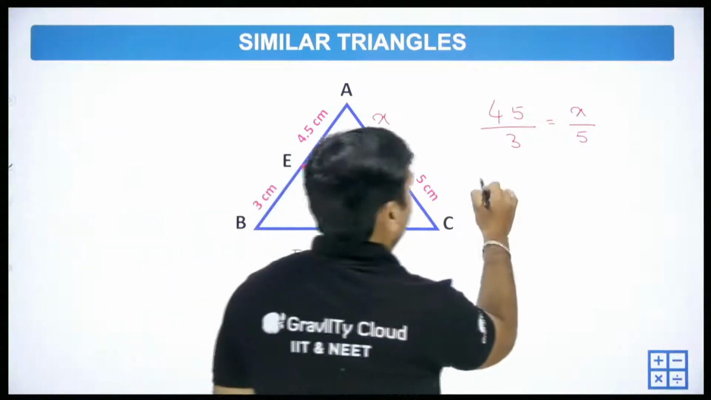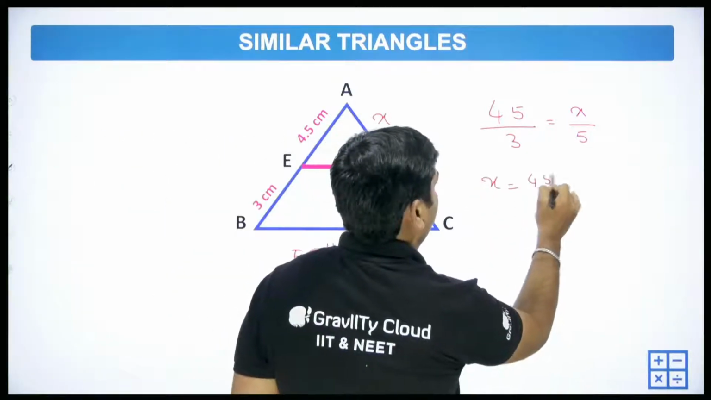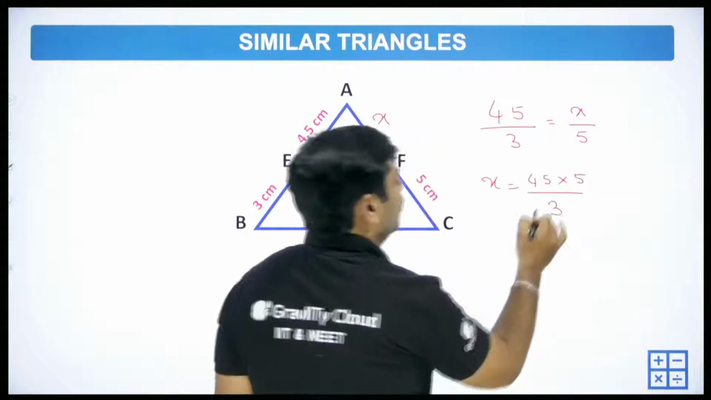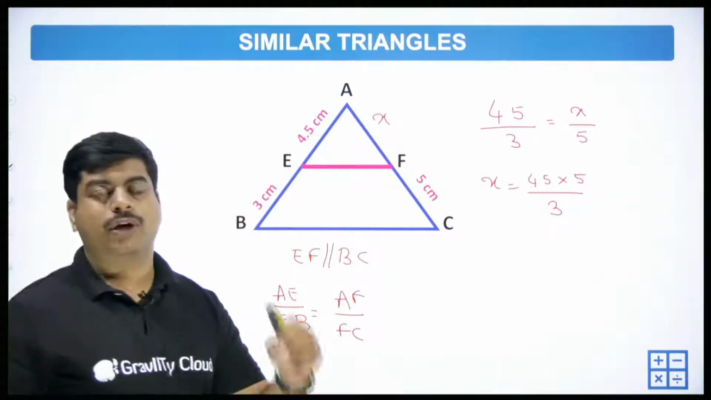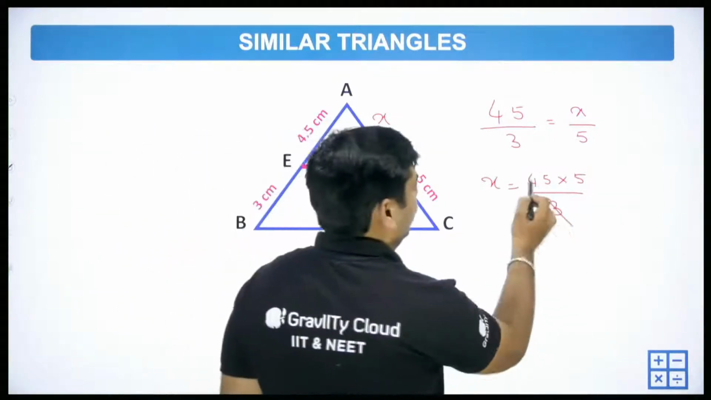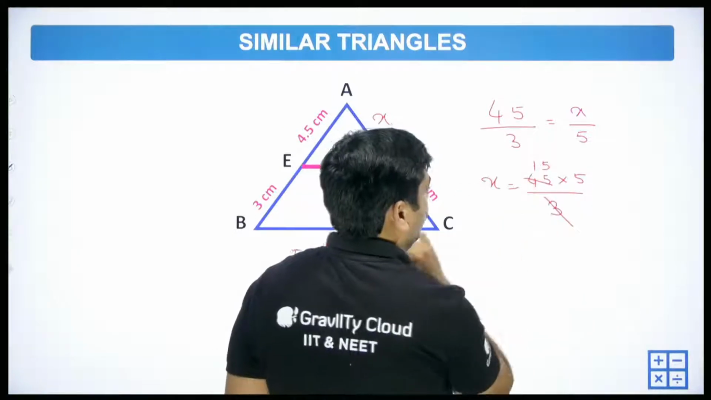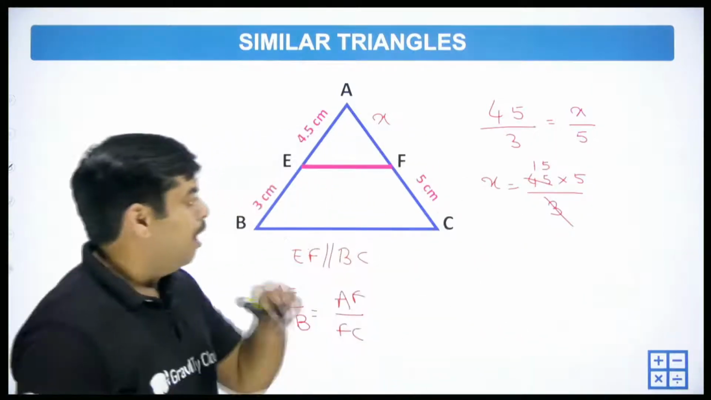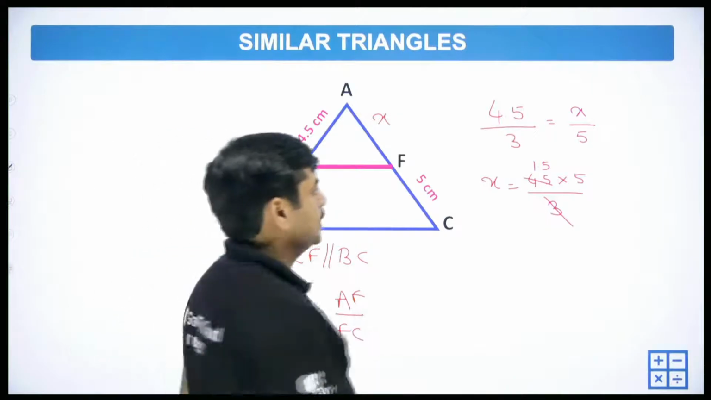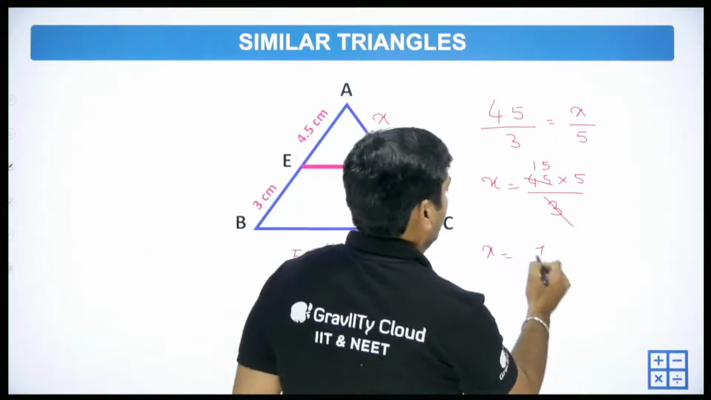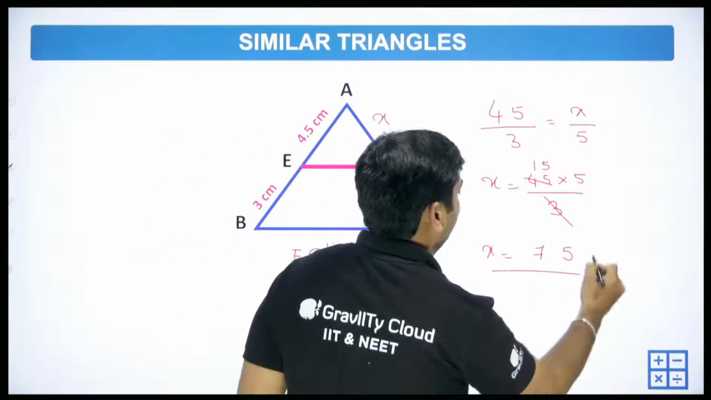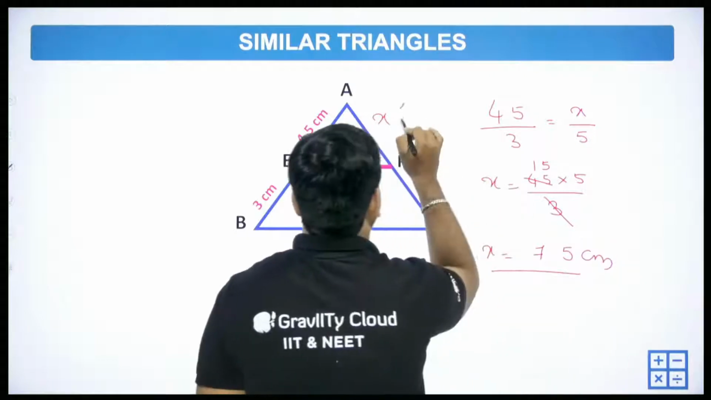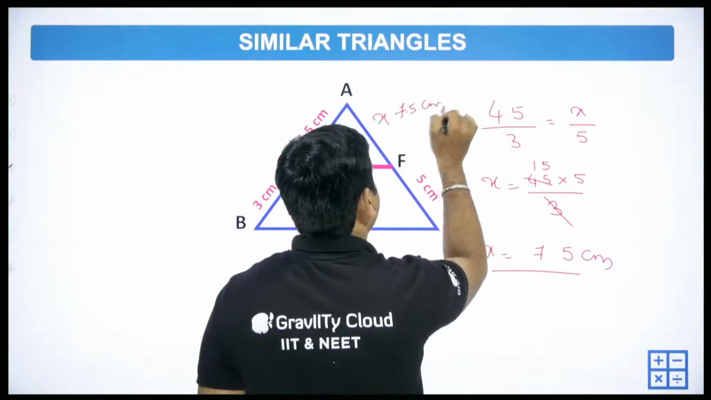So x is equal to 4.5 into 5 by 3. 1.5 times of 5. So x is equal to 15. 5 is 75. With the decimal point, that becomes 7.5 centimeters. Okay. So this distance is equal to 7.5 centimeters.